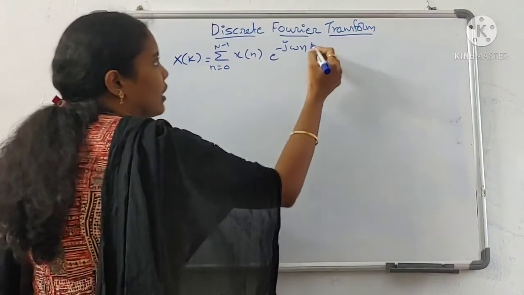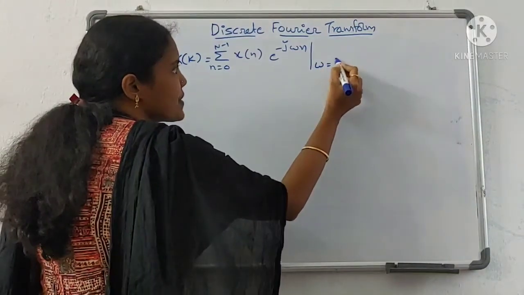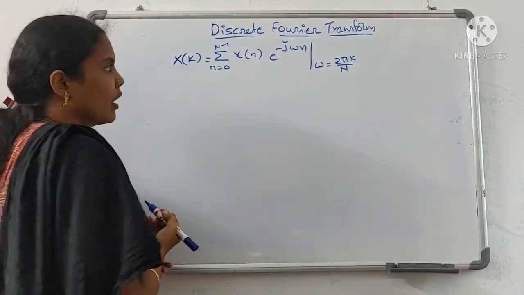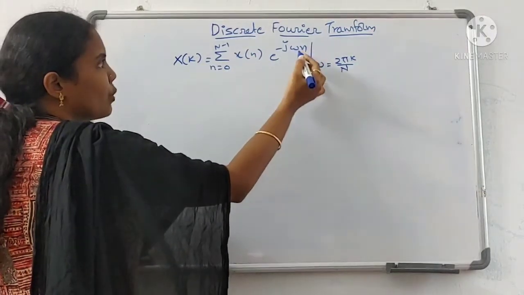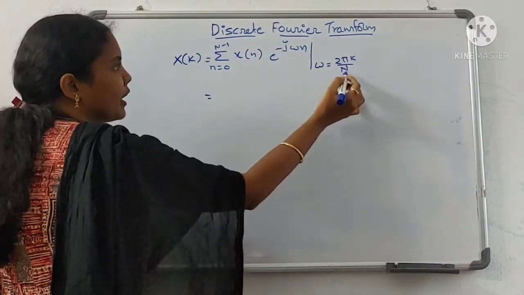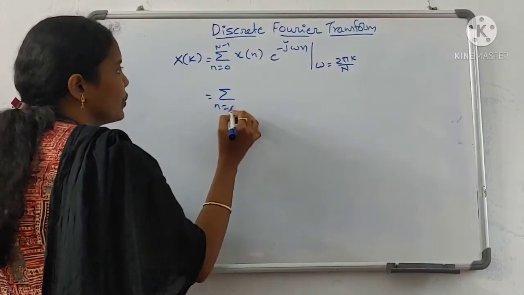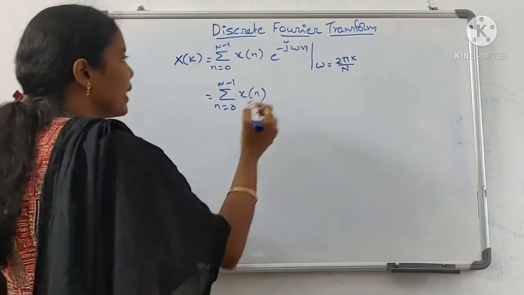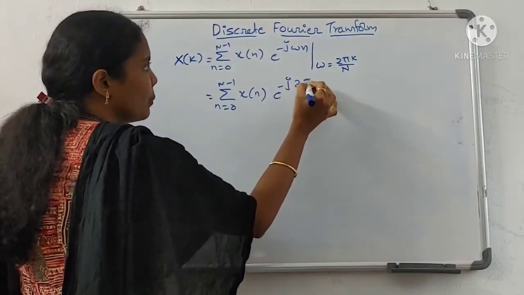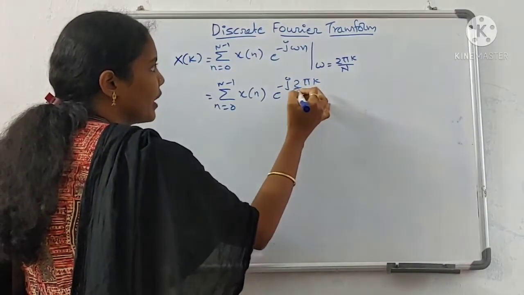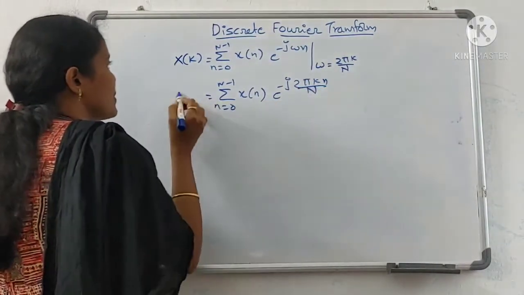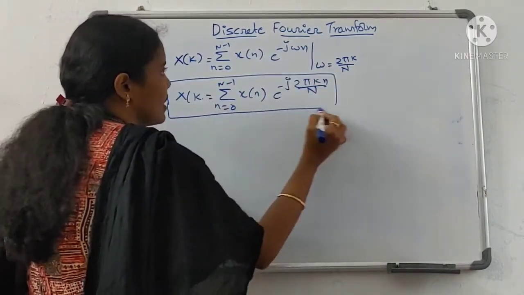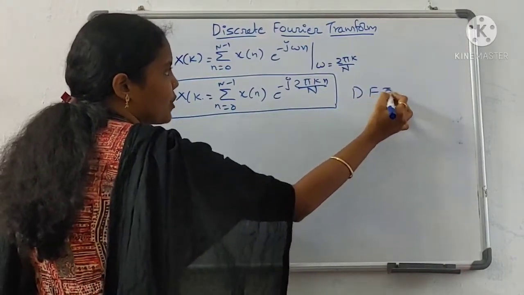Now, if you take omega is equal to 2 pi kn by N, and substitute it, then summation n is equal to 0 to N minus 1 x of n e power minus j 2 pi kn by N. So this is x of k. So this is the discrete Fourier transform.